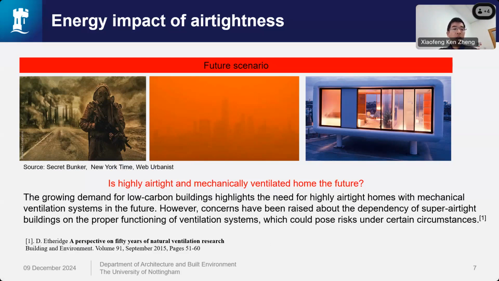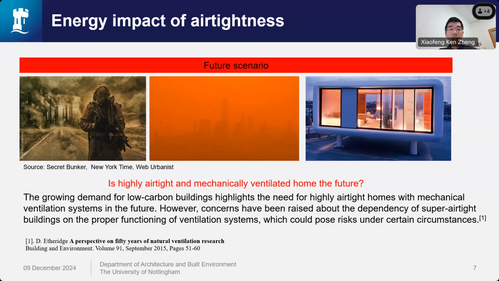So the photo on the left shows what the future might look like in sci-fi. But the photo in the middle shows what it actually looked like last year in New York. This is the famous skyline, but it's heavily polluted by the wildfire happening in Canada. As climate change intensifies, processing outdoor air becomes essential for airtight homes to ensure safe and healthy indoor environments.